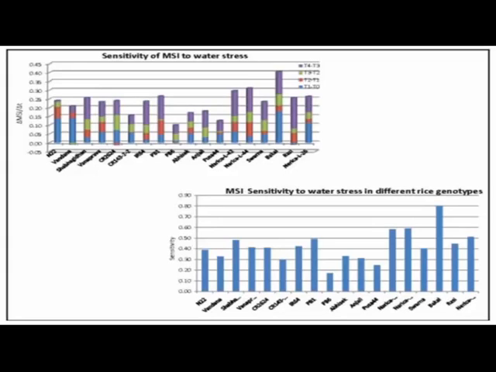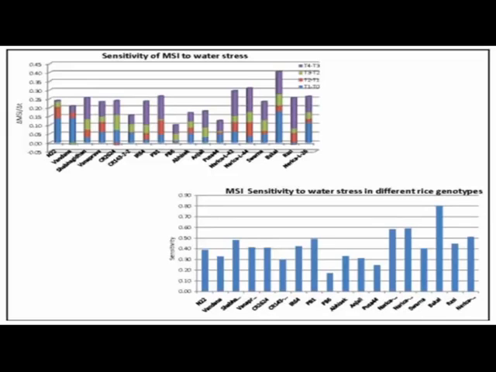So out of these 18 genotypes, one can choose the one having a low value of sensitivity index, which is good for drought-prevalent regions to grow that variety. So having those sensitive bands, you can develop the prediction models.